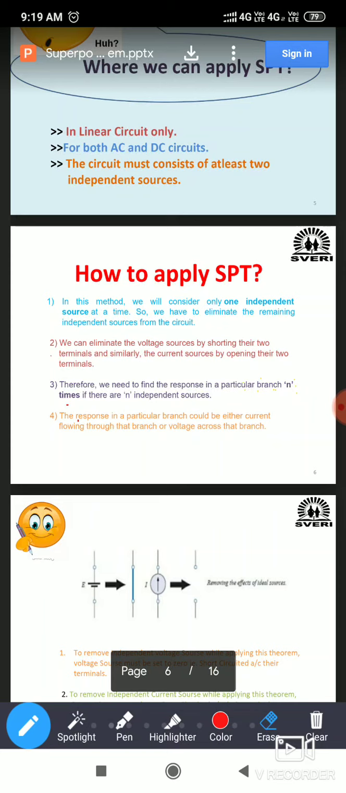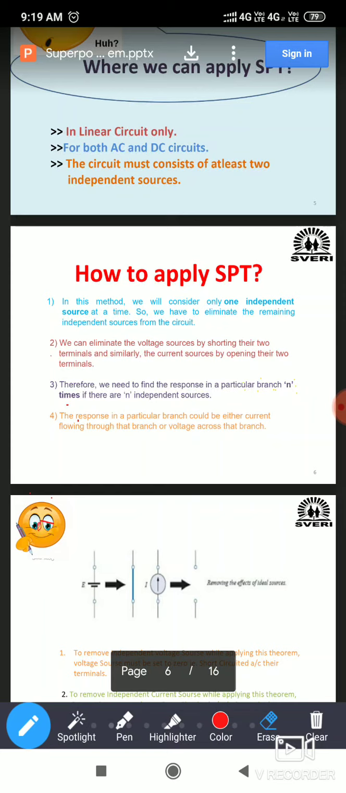We eliminate these sources by a different method. We cannot simply remove them; we can remove them either by short circuit or open circuit. If it is a voltage source, we remove it by short circuit. If it is a current source, we replace it by an open circuit across its terminals. Only one independent source is considered at a time to find the response across any element. So, second point, we eliminate the voltage source by shorting its two terminals, and similarly the current sources by opening their two terminals.